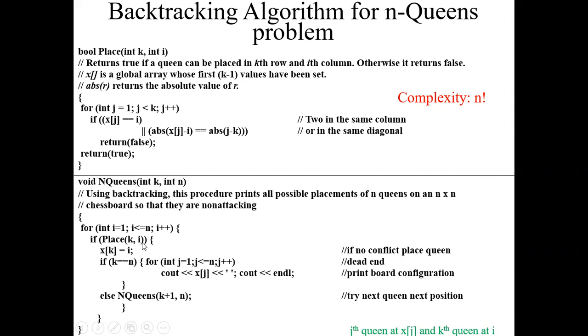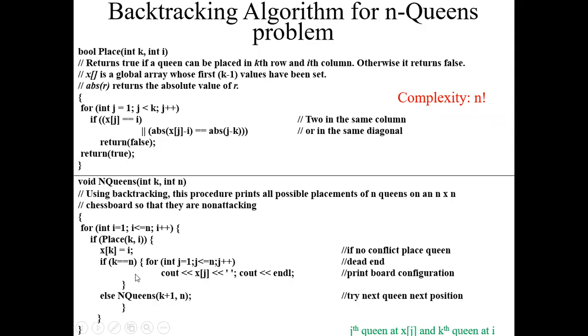If it is feasible, then what will we do? In the vector x, wherein we are storing the values, the positioning. What was the answer we got? 2 4 1 3. That is being stored in the vector x. Over there for the kth queen I'll place i. What is i? The column number.